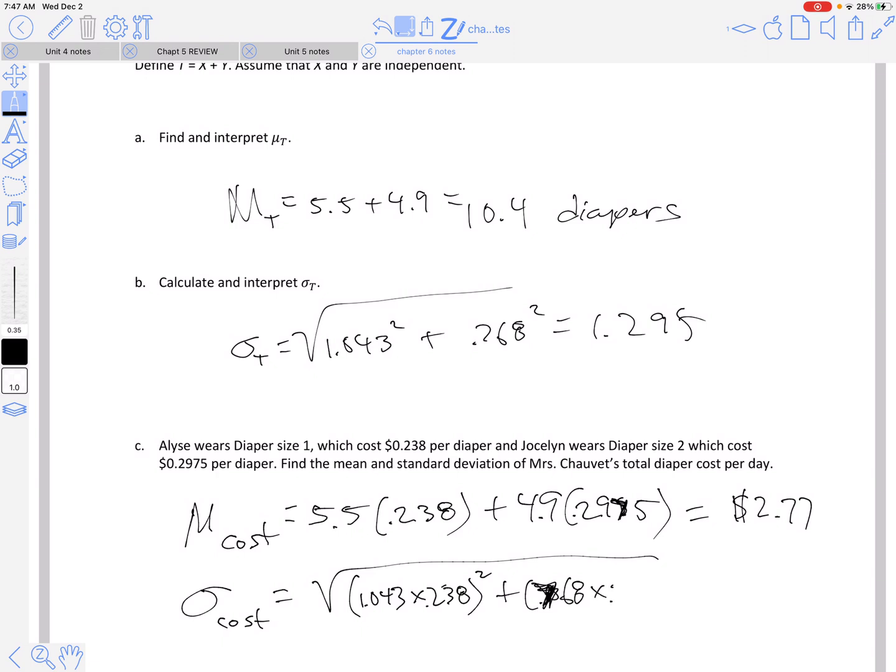times 0.2975. We don't want the standard deviation of the cost. And remember, we can multiply standard deviation, so that's why it's okay. But we don't want the new standard deviation, expanded one with the cost. We want the variance. So we add those. And I think, I didn't write this one down, but I think it was 34 cents.